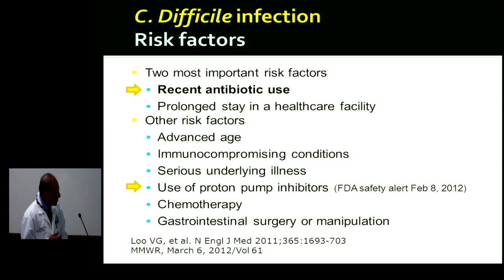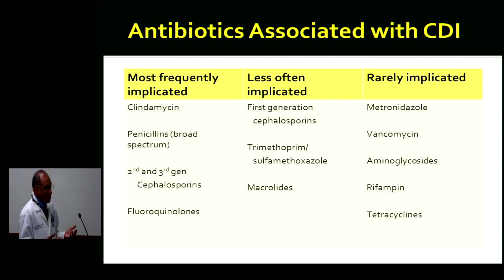So when we look at all of our transplant patients, all of them are on Bactrim, but fortunately Bactrim is less implicated as a cause. The most frequently implicated drugs are clindamycin, which has great anaerobic activity but very little activity against C. difficile, broad-spectrum penicillins, second and third generation cephalosporins, because they affect anaerobic flora in the gut, and fluoroquinolones. The rarely implicated are metronidazole, vanco, aminoglycosides, tetracyclines. They may also be rarely implicated, partially because we seldom use some of those agents anymore.